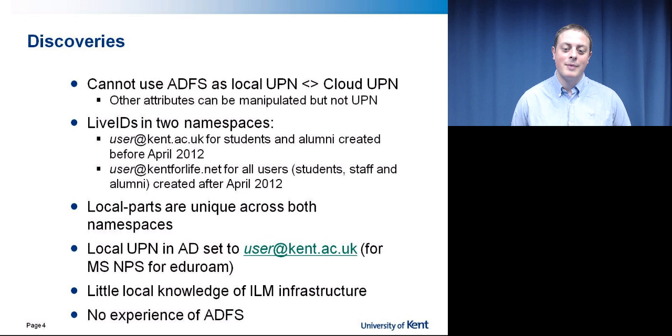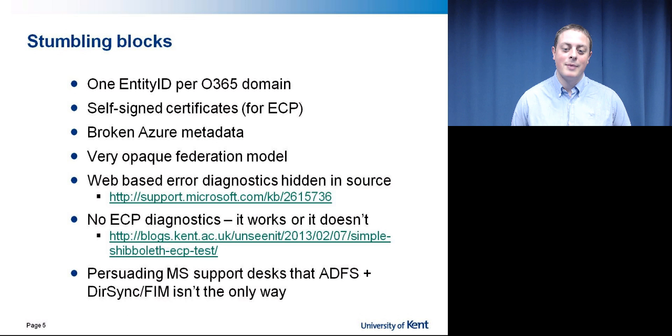We don't know very much about how our local ILM instance worked. It was set up by OCG again a few years ago. We haven't really had to touch it, it just works. And we have no experience at all of ADFS. So we decided, based on all of those, that Shibboleth was probably the way to go. We had a lot more experience with it. We could do the manipulation for the UPNs and effectively fake them in a way that ADFS couldn't. So we decided to go down that route.